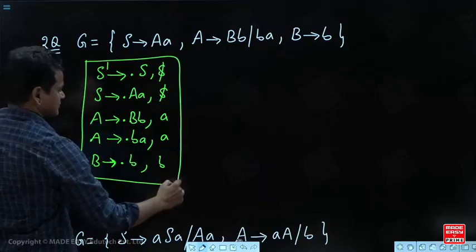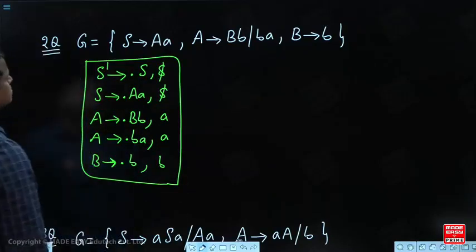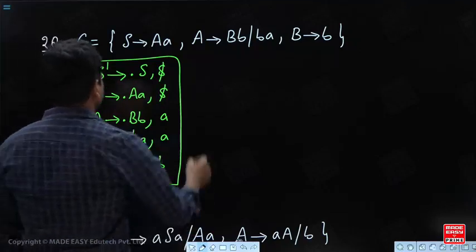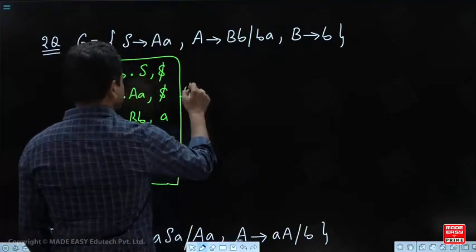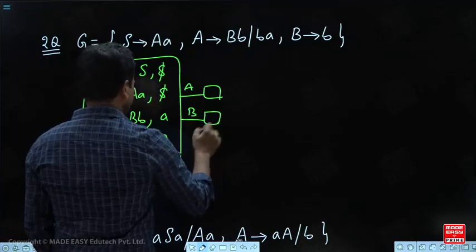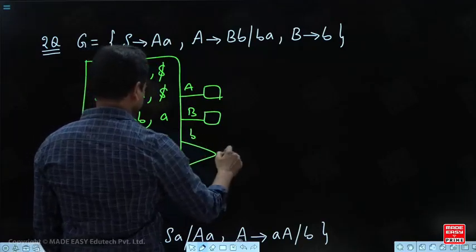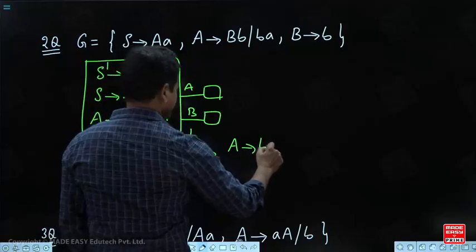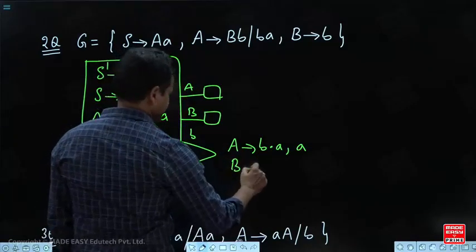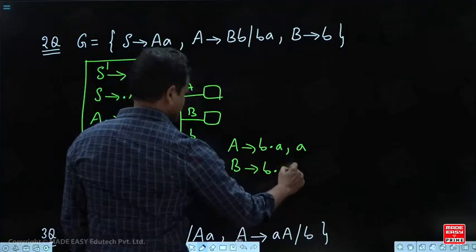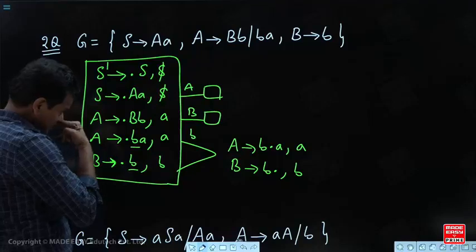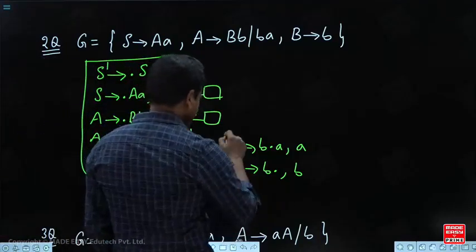Is it correct? Now, on a single, leave it, you don't get anything on a single. So, single portion just leave it. A there is B dot A, comma A. B there is B dot, comma B. Here these two are the same symbols, on B. So, B dot A, comma A, and B dot, comma B.